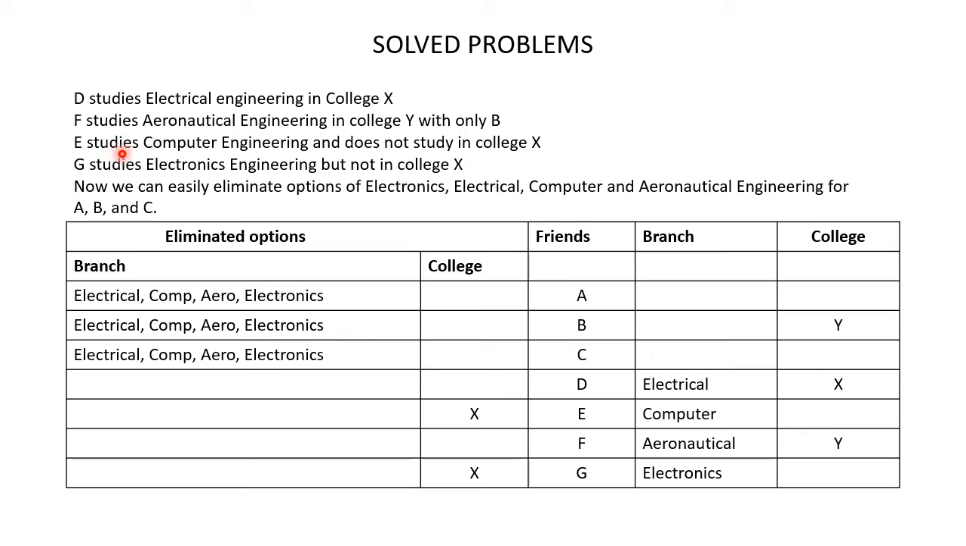E studies computer engineering and does not study in college X. So mark computer engineering for E. And he does not study in college X. So write X under college in eliminated options for E. This shows E studies computer engineering, but he does not go to college X. G studies electronics engineering but not in college X. So mark electronics for G and X under college in eliminated options for G. This shows that G studies electronics but he does not go to college X.